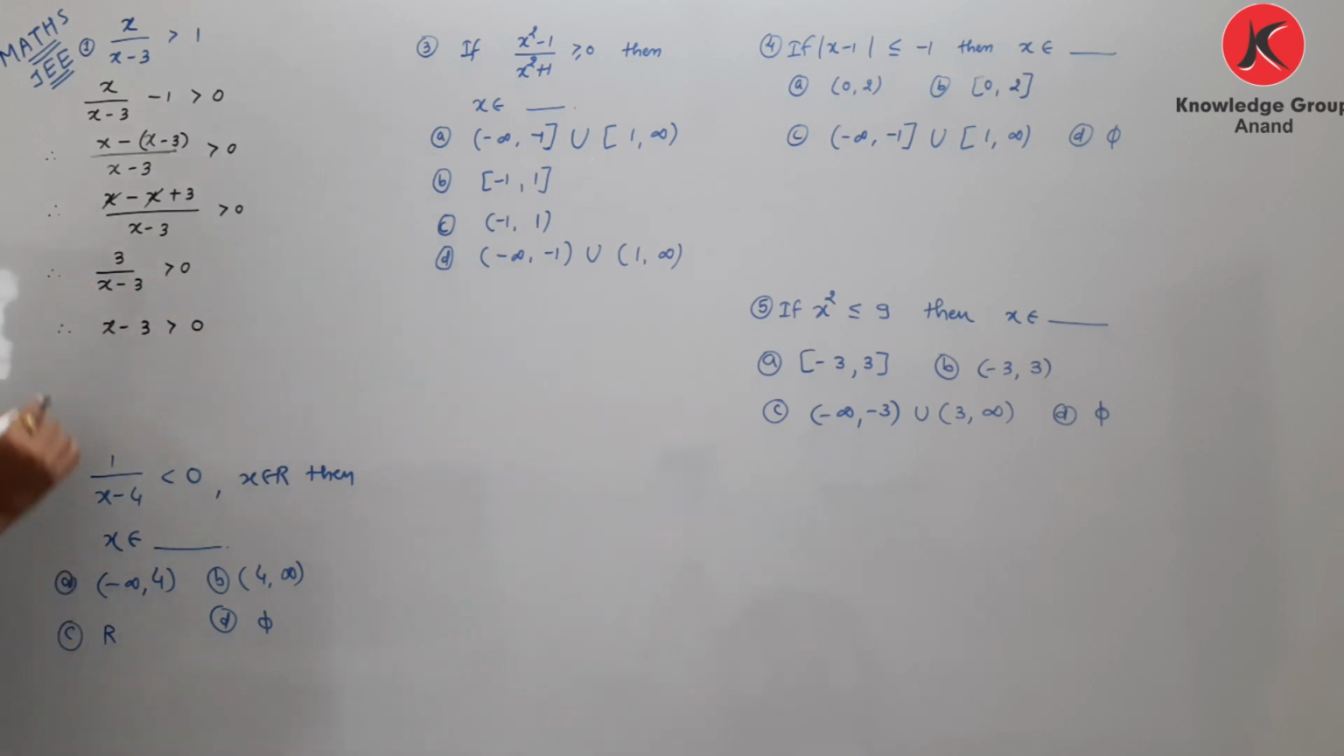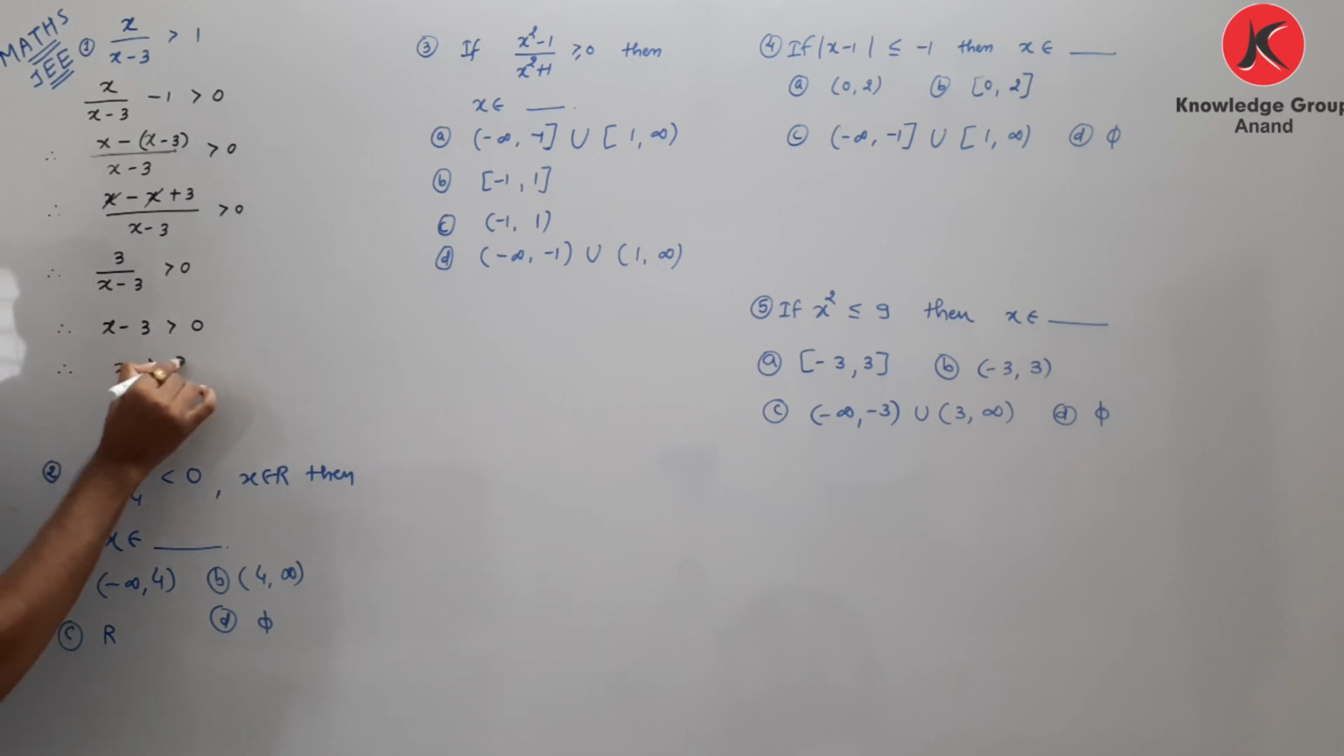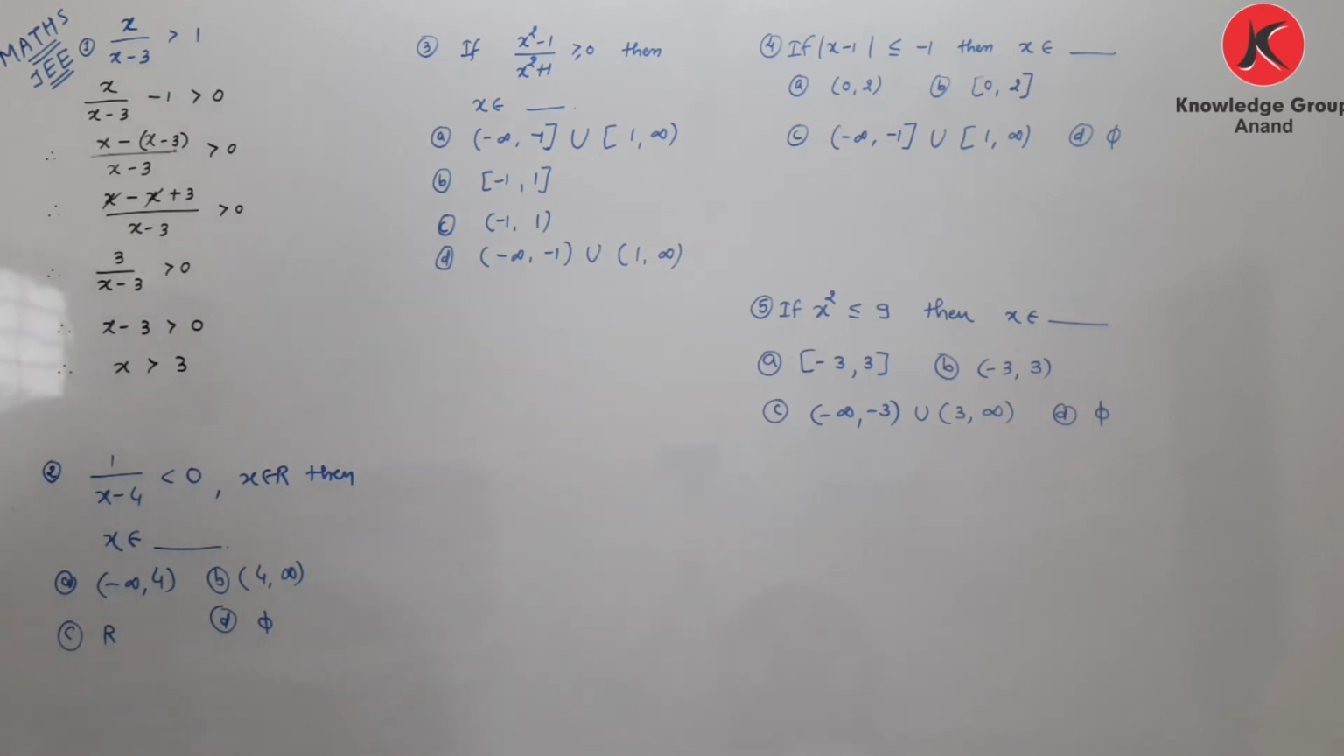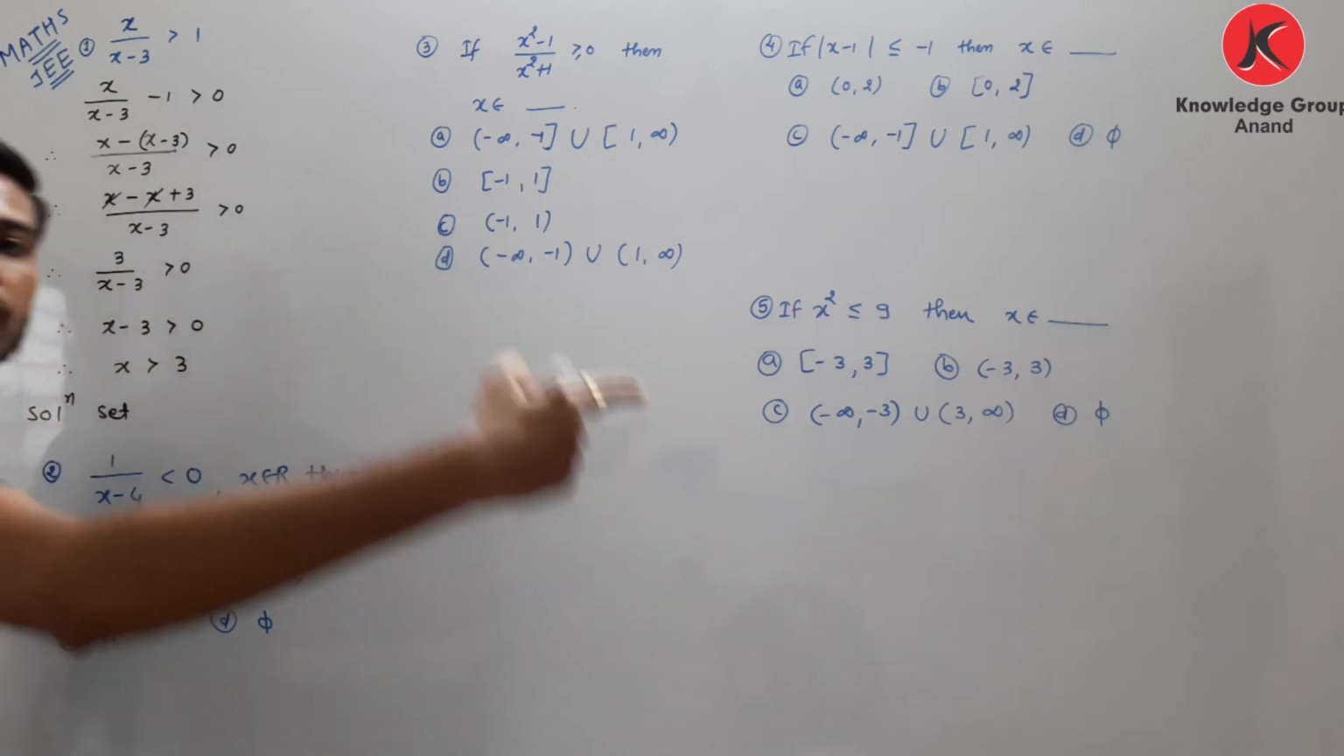Therefore, we can solve this inequality by taking 3 to the right hand side: x greater than 3. Therefore, our solution set, that means x belongs to R, x belongs to (3, infinity).